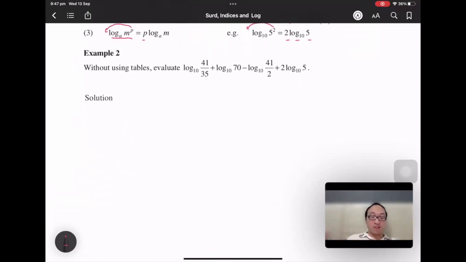Okay, let's see example 2. Without using tables, evaluate log 10 of 41 over 35 plus log 10 of 70 minus log 10 of 41 over 2 plus 2 log 10 of 5.